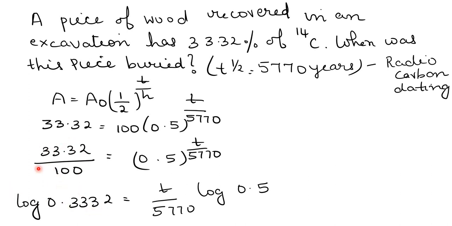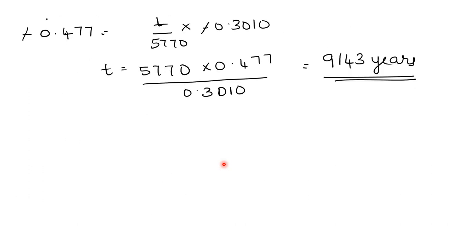So I've already divided it and put it as 0.3332. Then T by 5770 log 0.5. I've already explained this to you. So again the two negative terms, the minus sign gets struck off, and then T will be equal to 0.477 into 5770 by 0.3010. So the age is, it has been buried 9143 years ago. So these are the problems which are based on half-life.